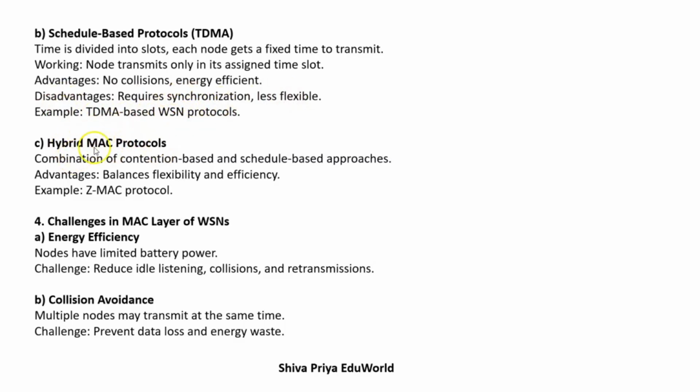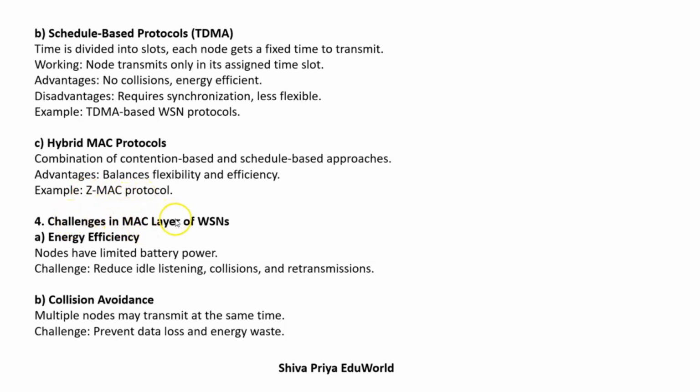Hybrid MAC protocol, the combination of contention based and schedule based approaches, which is the combination of both these two. The advantages are that it balances flexibility and efficiency. Whenever it can, it will take the schedule based approach, or else it will go to contention based. Clear? For example, ZMAC protocol.